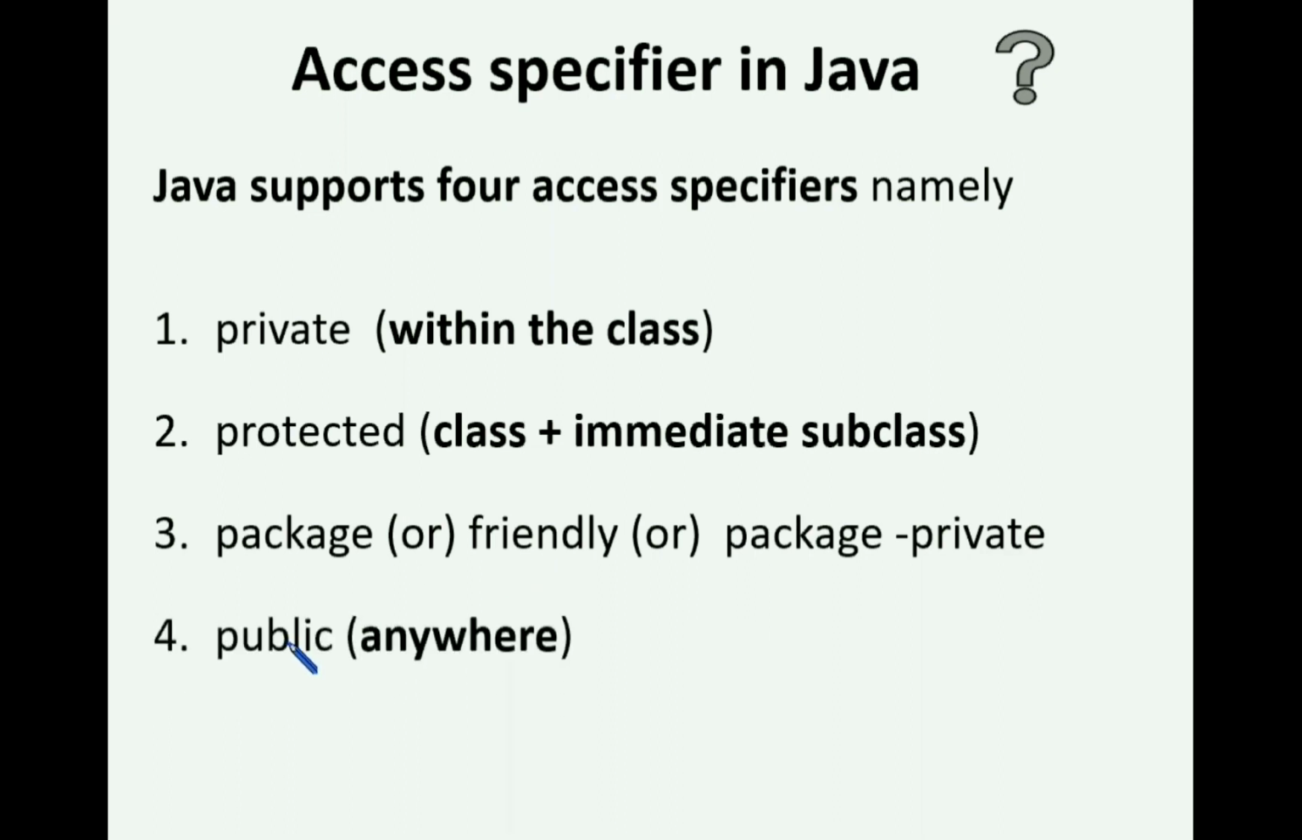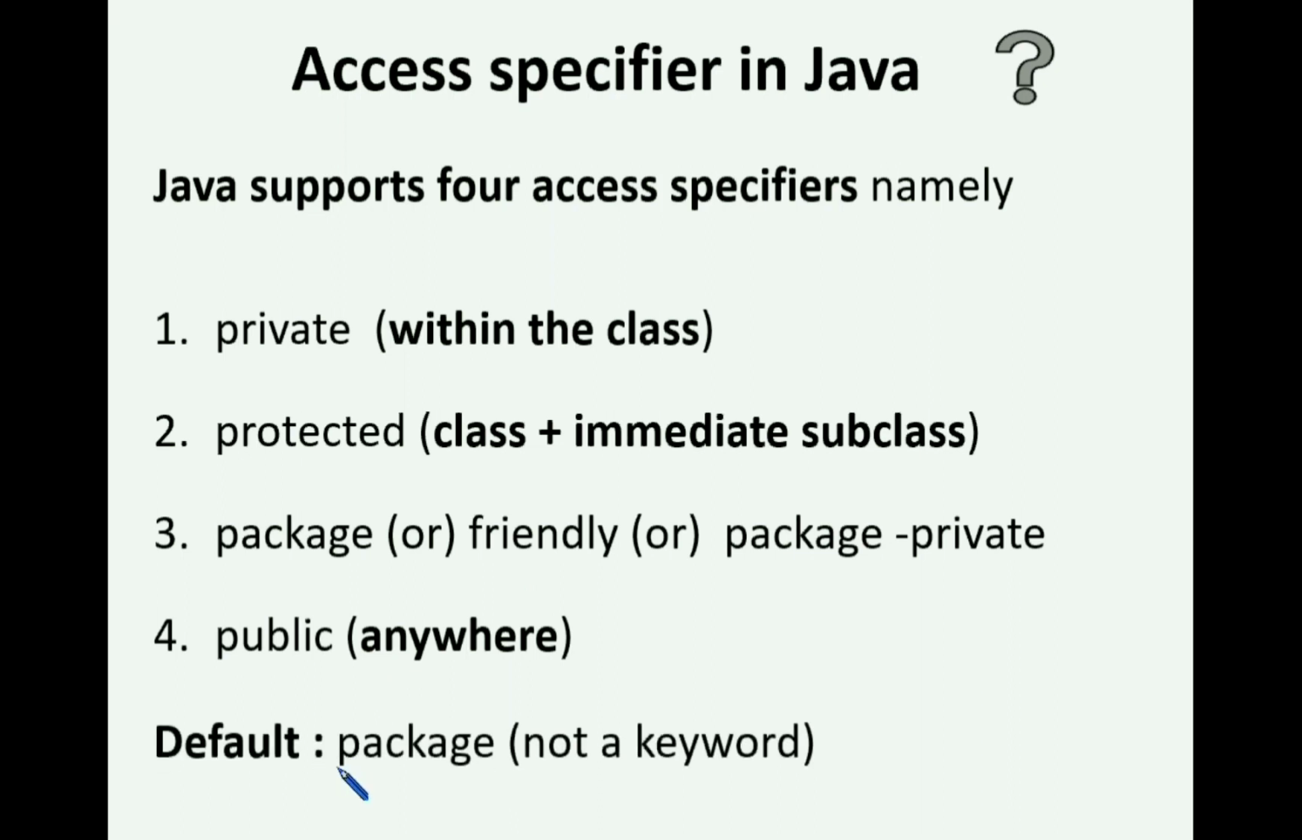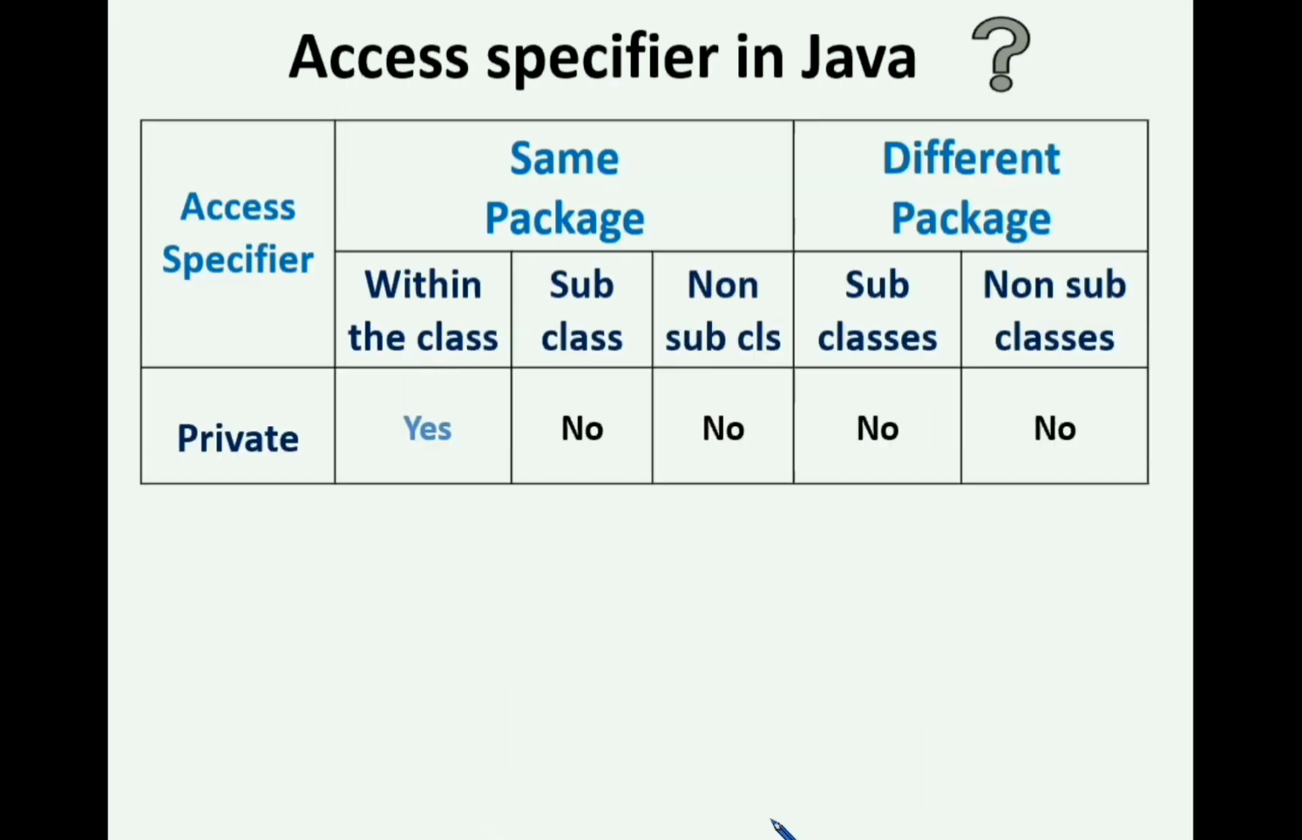The fourth access specifier is public. That means it can be accessed anywhere. The default is package, but not a keyword. So, access specifiers in Java. Now we are classifying these access specifiers' visibility in two things. The first is in the same package and the second is inside a different package.